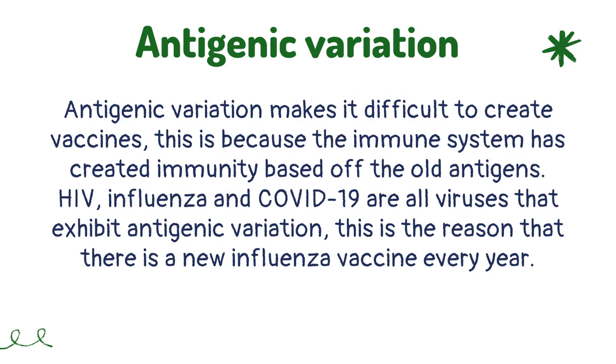Antigenic variation makes it difficult to create vaccines. This is because the immune system has created immunity based off the old antigens. HIV, influenza and COVID-19 are all viruses that exhibit antigenic variation. This is the reason that there is a new influenza vaccine every year.